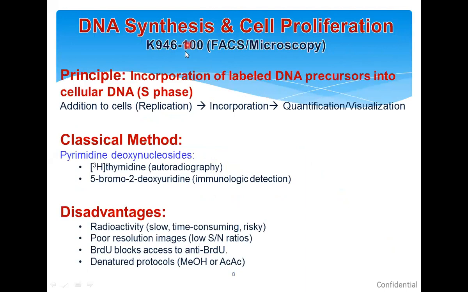Okay, as I said, one of the kits is for studying DNA synthesis and cell proliferation. So what's the principle? Typically, the principle is the incorporation of labeled DNA precursors into the cellular DNA. Cellular DNA is synthesized during the S phase, when cells are actively dividing. That's when they are proliferating cells. We incorporate this labeled DNA, and that's how you study DNA proliferation.